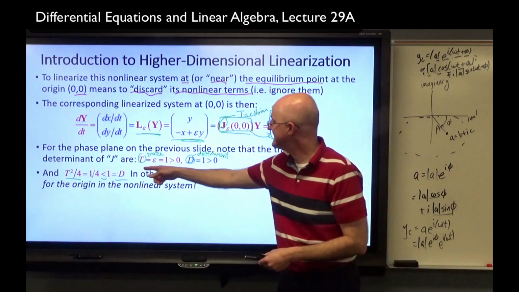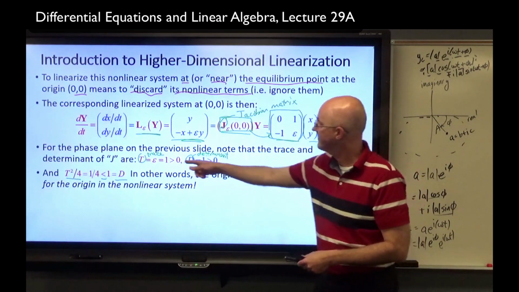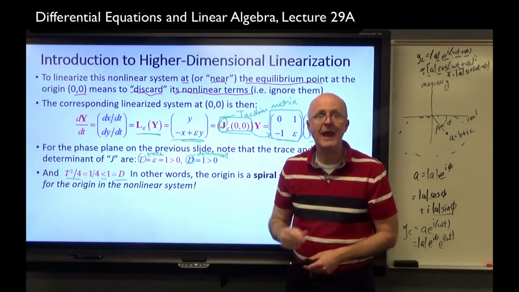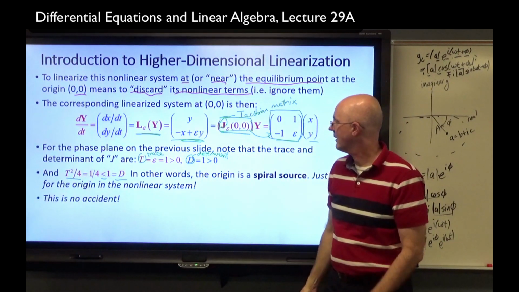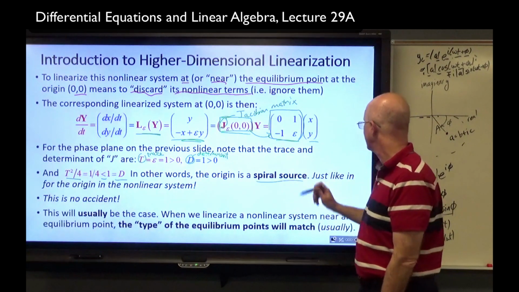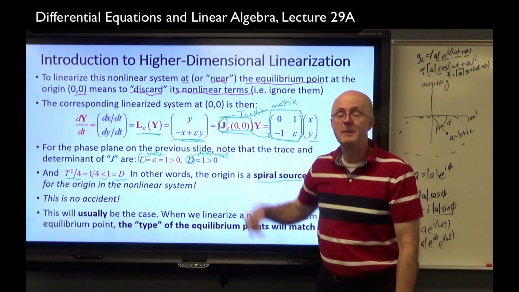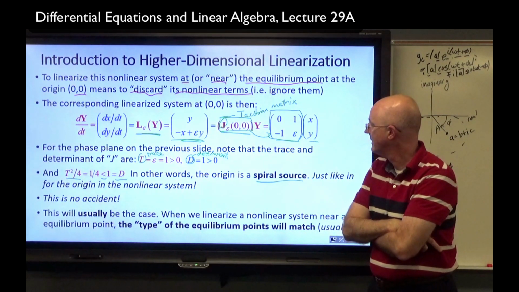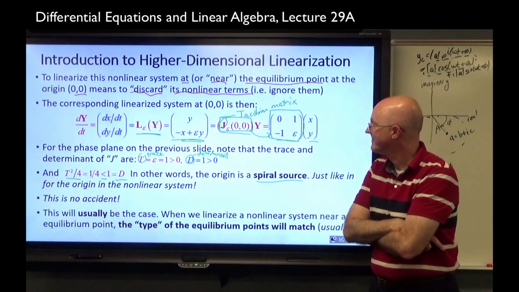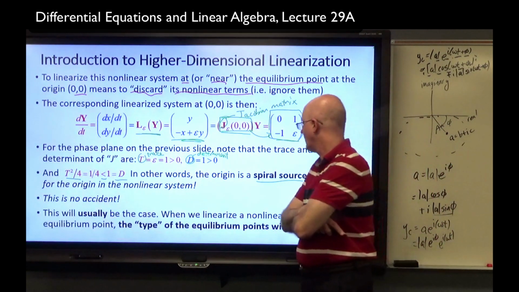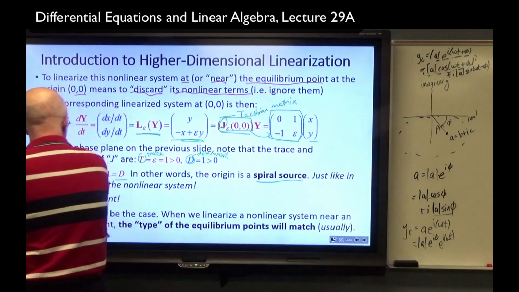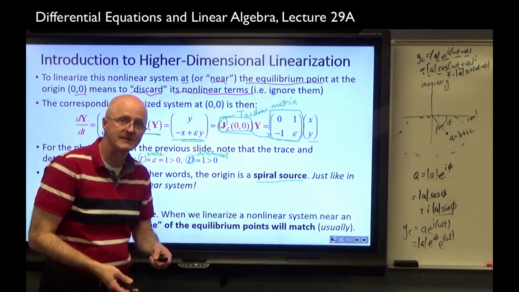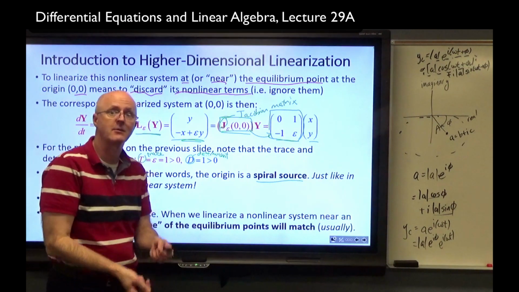And because t is positive, we're on the right side of the d-axis, and that's where we had spiral sources. The origin is a spiral source. Just like for the nonlinear system on the previous slide, for the van der Pol equation itself, the origin was a spiral source. This is no accident. This will usually be the case. When we linearize a nonlinear system near an equilibrium point, the type of the equilibrium point will usually match. If one's a spiral sink, the other one will be a spiral sink. If one's a spiral source, the other one will be a spiral source.